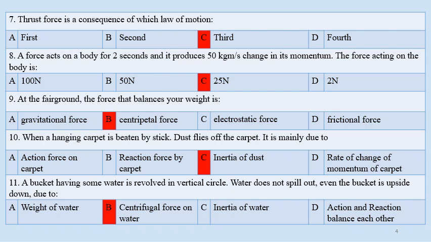Why are the other options wrong? First, we will see weight of water. Weight would make it fall, not stay in the bucket. Option C, why is it not right? Inertia of water. Inertia alone cannot explain staying inside at the top. And option D, why is it wrong? Action and reaction balance each other. The action reaction pair is not relevant here in this question.